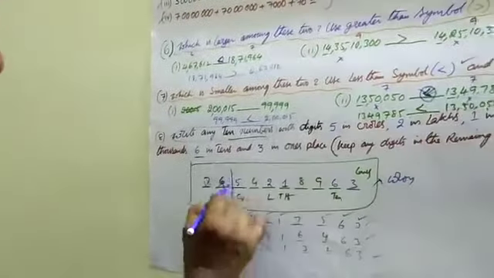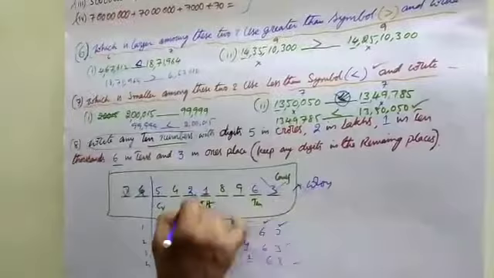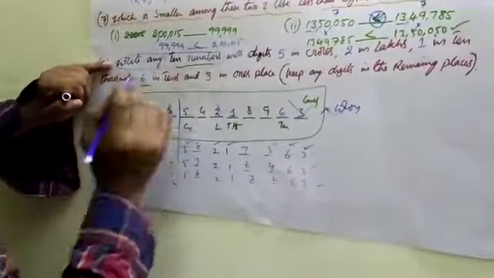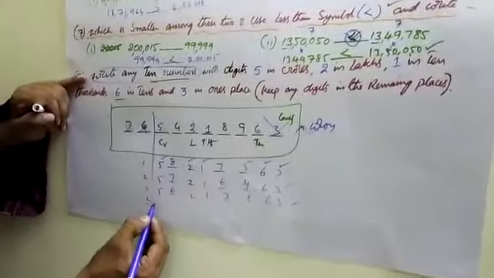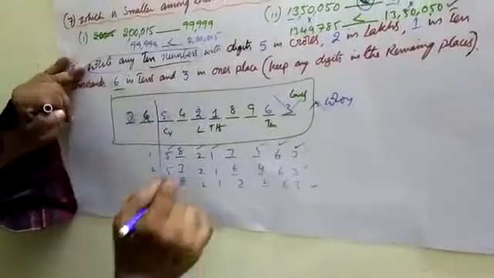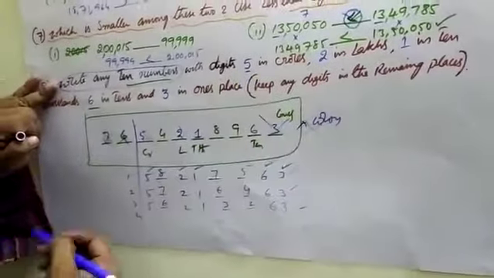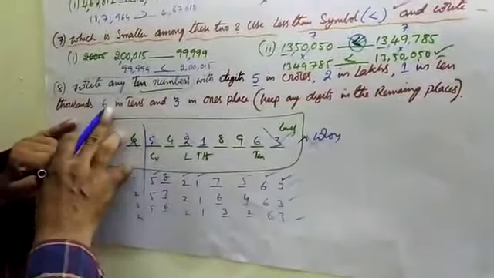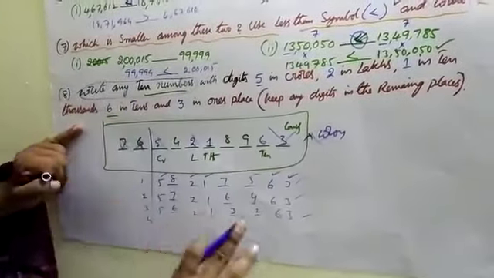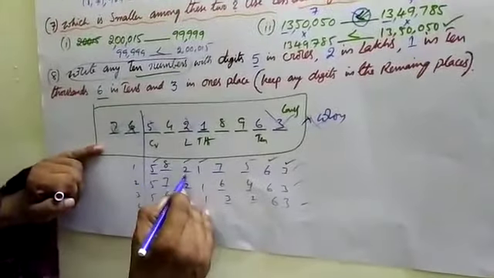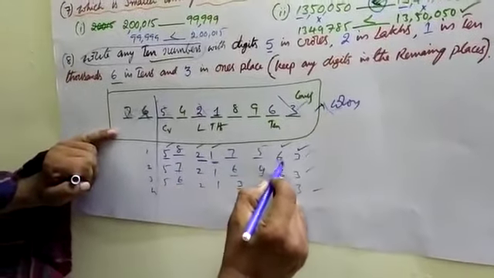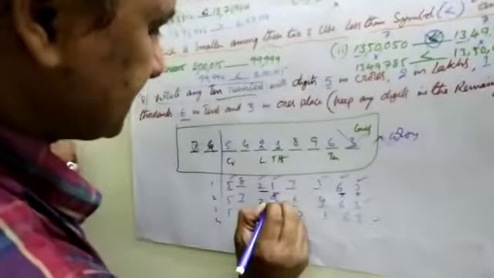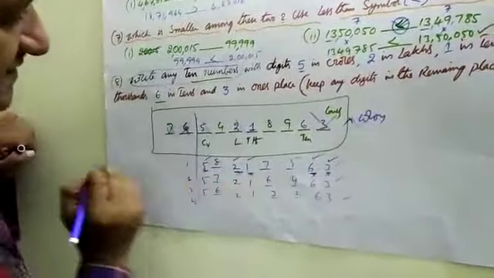This is the correct way, this is the wrong way. Sorry for the inconvenience. According to the question, write the 10 numbers like this: 1, 2, 3, 4, 5, 6. Don't change the 5. Digit 5 in crores. Don't change 2 in lakhs, 1 in 10,000, 6 in tens, 3 in ones. Don't change the 5, 2, 1, 6, 3. Don't change these places.